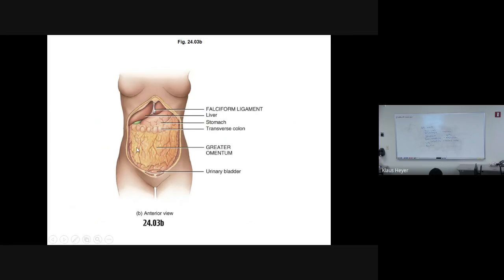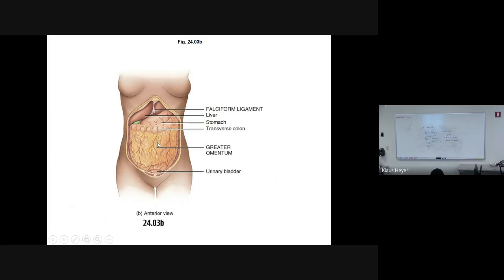By the way, here's the greater omentum. That's more of what it looks like. When you make an incision here and open this up, you're not going to see all the small intestine. You can see some of the large intestine here. This is the transverse colon, but it's draping over all of this.